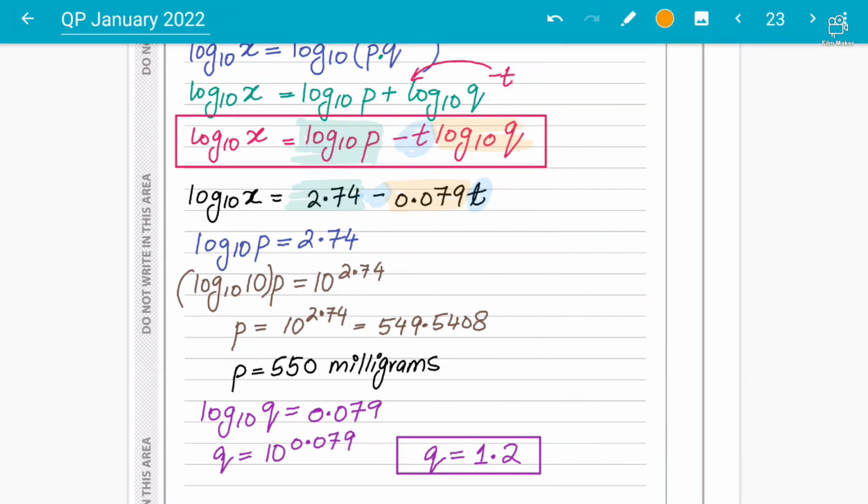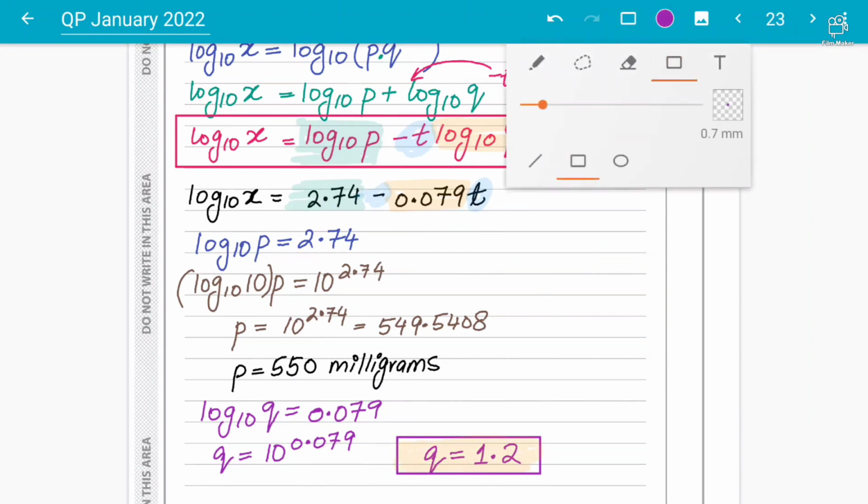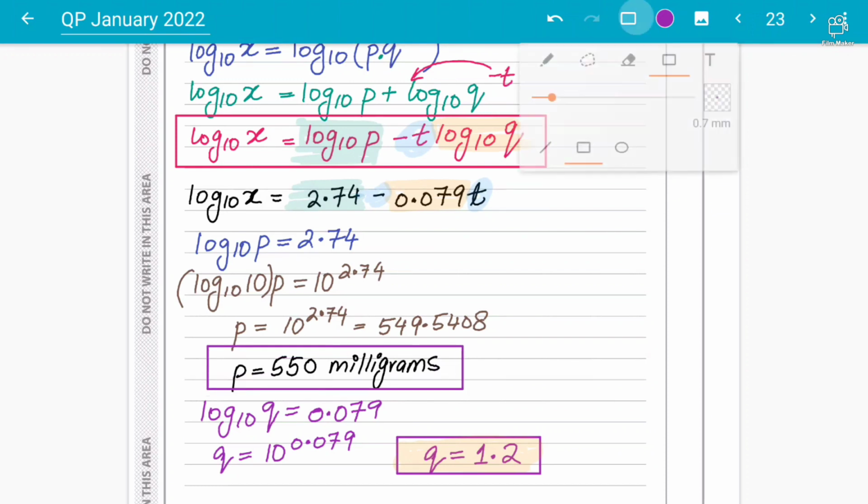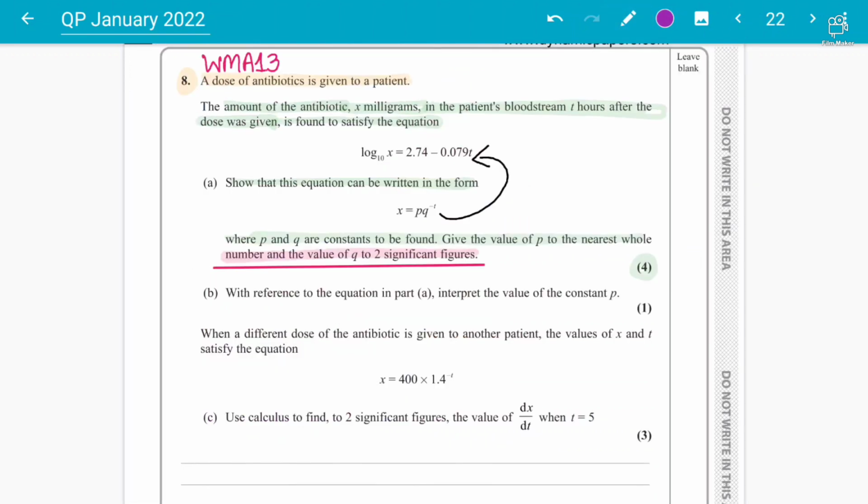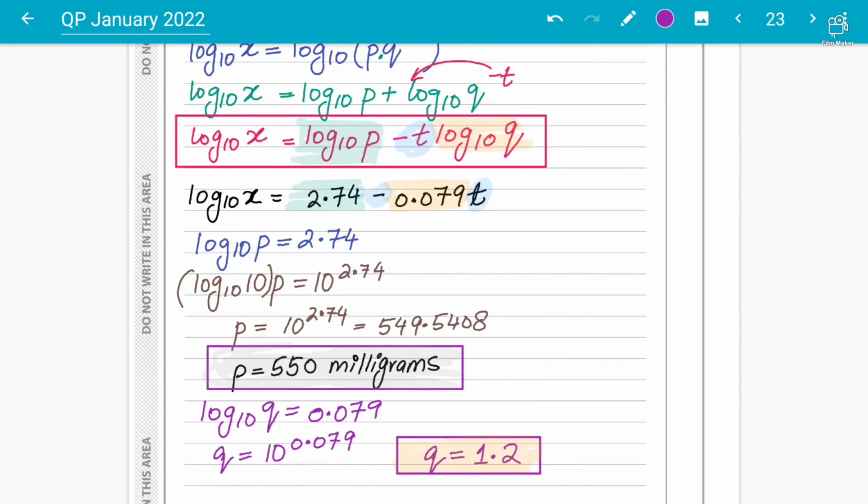Hope everyone understands the key concept. The Q value is coming 1.2 and P is coming 550 milligrams. So you have got all 4 marks here, students, for the correct working. Hope everyone gets this. The basic P and Q values, constants to be found, given that the value of P is to the nearest whole number and the value of Q to two significant figures. One thing important, value of P should be given to the nearest whole number, so that's why we did 550, and the value of Q to two significant figures was 1.2. So this part A is done.